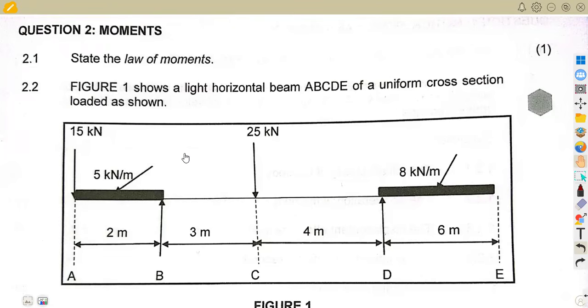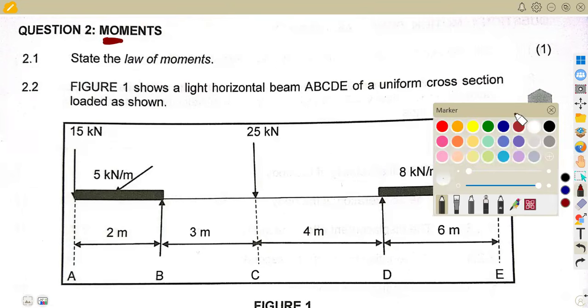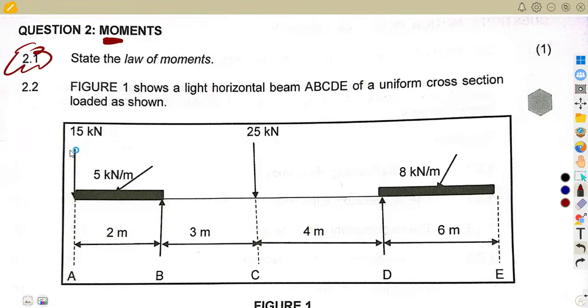We are still on our Engineering Science N3, working on moments from the question paper which was written in November 2023 exams. So this is our question on moments. We shall just quickly rush through the questions so that we see how we're supposed to attempt these typical questions. 2.1, we are given to state the law of moments.